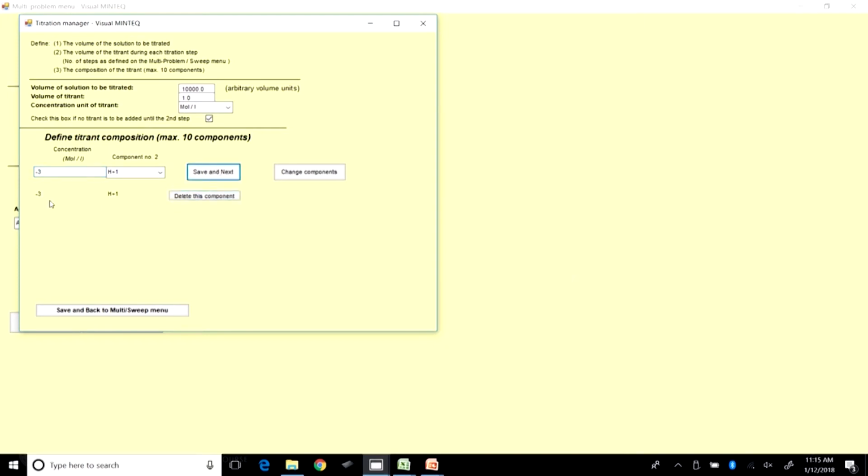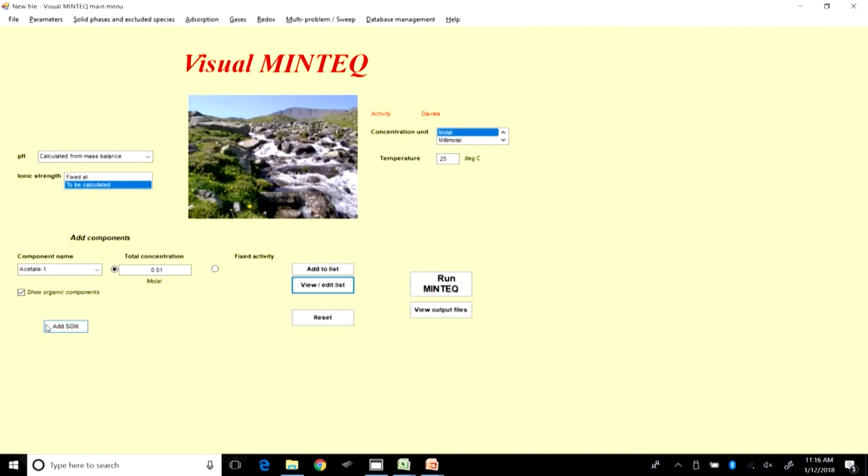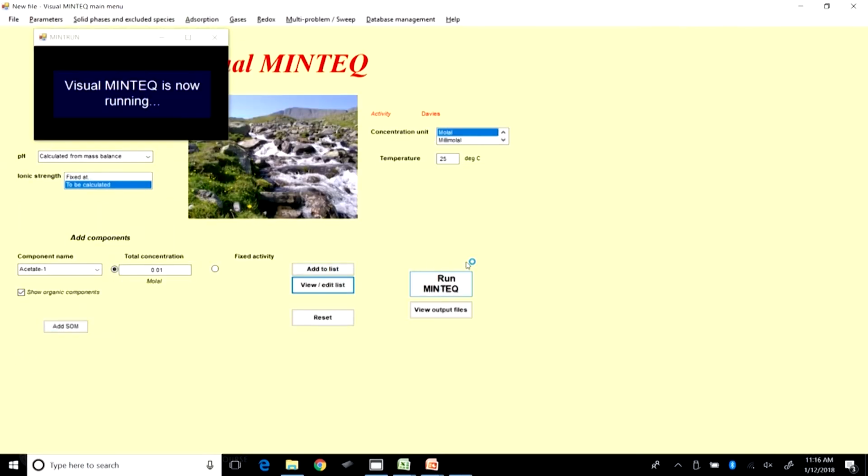So what does this mean? I am adding 3 moles per liter of a base. Minus indicates that it's a base, but obviously the components in VMINTEQ only have H plus, right, not OH minus. So again save and back to multi-sweep menu, and here 50 steps, so 50 steps of 1 unit each of the titrant, and pH is going to be my output. So save and back, and I am going to run the VMINTEQ, right.